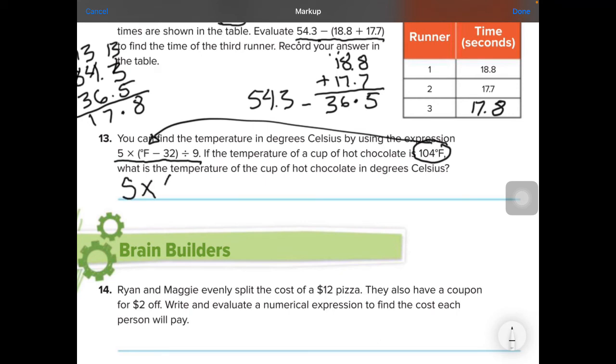5 times, now I put in the degree of the hot chocolate. 104 is pretty toasty. That's going to be toasty on your tongue. Minus 32 divided by 9.